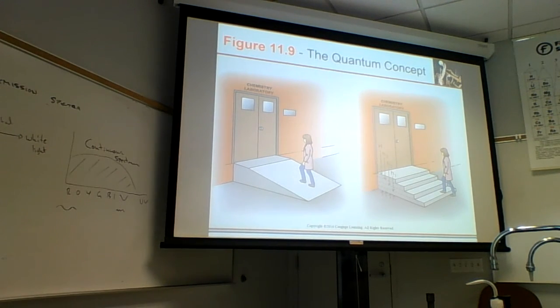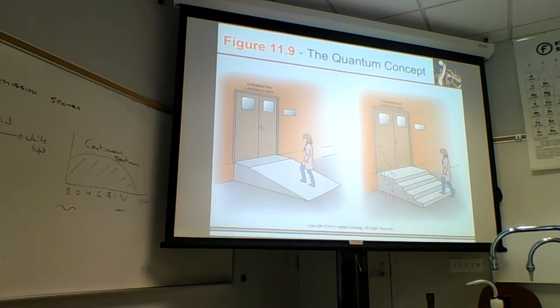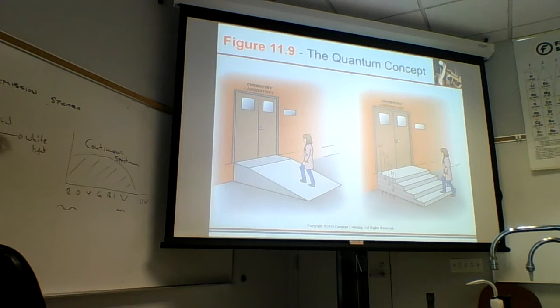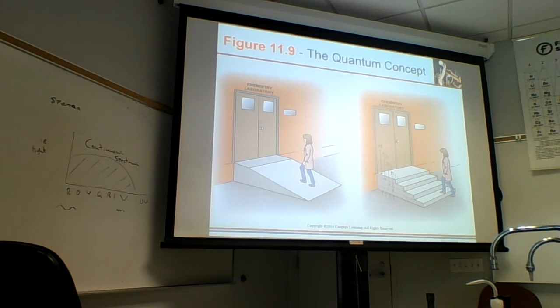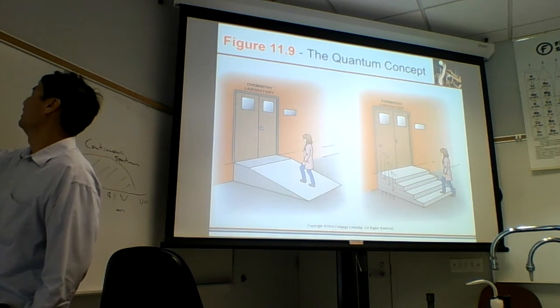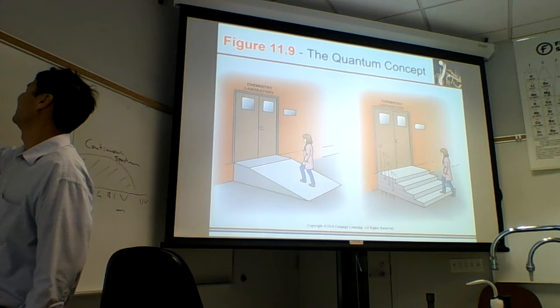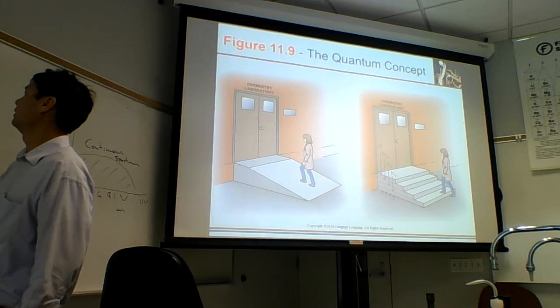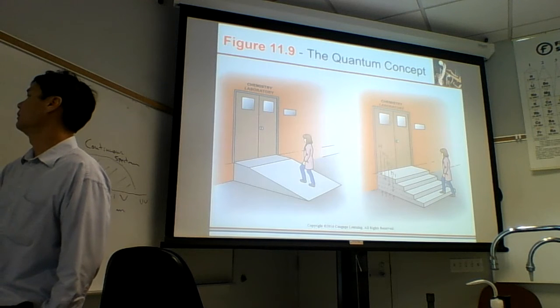This led to a hypothesis. The first hypothesis led to something called the Bohr model. The Bohr model turned out to fail, but we'll talk about it briefly.